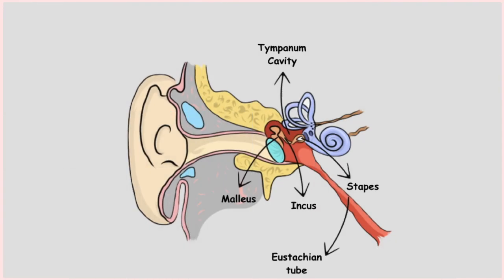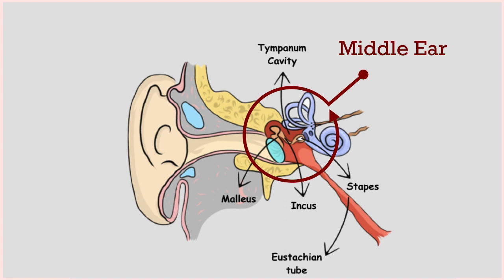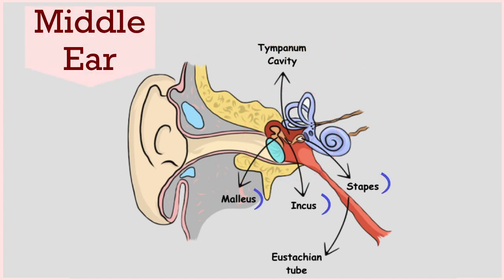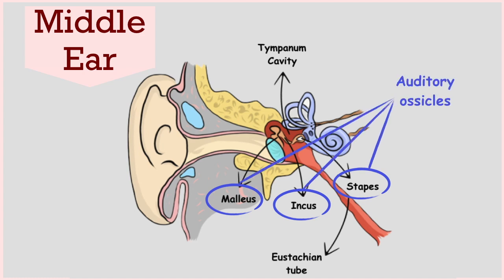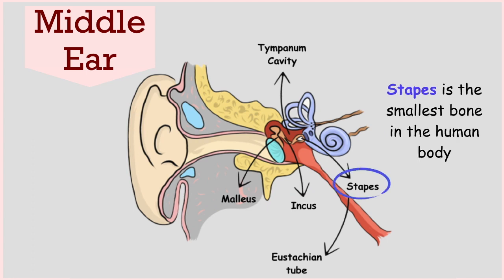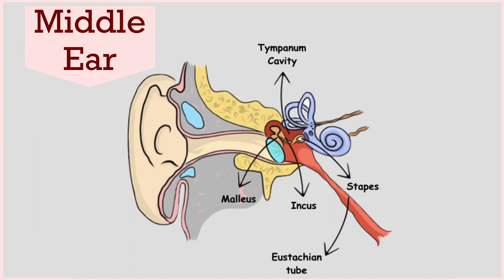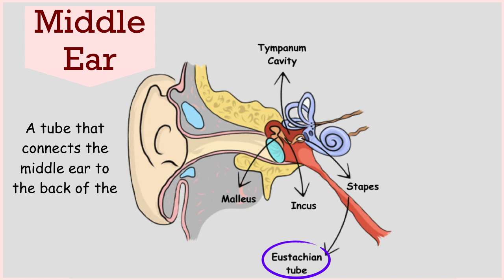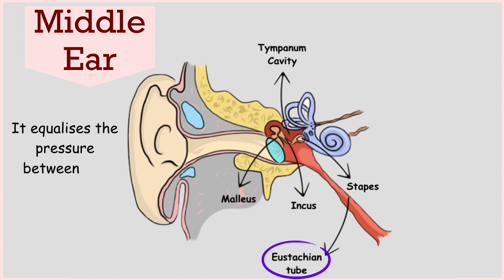The middle ear. The middle ear consists of a tympanic cavity between the eardrum and the oval window of the inner ear, containing 3 small bones, the malleus, incus, and stapes. These together are called the ossicles. The stapes is the smallest bone in the human body. The middle ear also contains a narrow tube called the eustachian tube. The eustachian tube connects the middle ear to the back of the nose. It equalizes the pressure between the middle ear and the air outside.